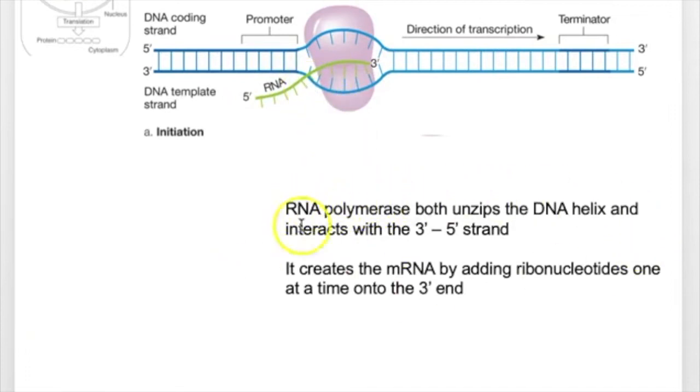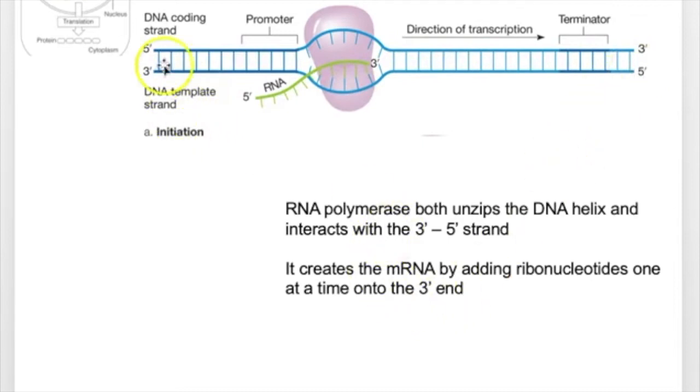So RNA polymerase, here's that in words, both unzips the DNA helix and interacts with the 3' to 5' strand. So DNA, we know, of course, is double-stranded. RNA polymerase, the strand that it interacts with is this one, the 3' to 5' strand. So an important point, and I'm going to show you a visual of this in a minute, is that RNA polymerase is only creating an mRNA, a complementary mRNA, to one side of the template.